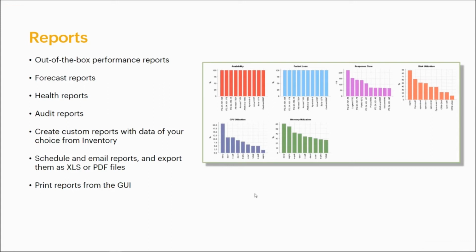So here in OpManager, we have out-of-the-box performance reports, forecast reports, health reports, and audit reports, and you can create custom reports with the data based on the choices of the inventory and the criteria that you select. You also have the option to schedule and send emails and export the reports in XLS, PDF, and DOC formats. You can also view a printer-friendly report from the GUI.